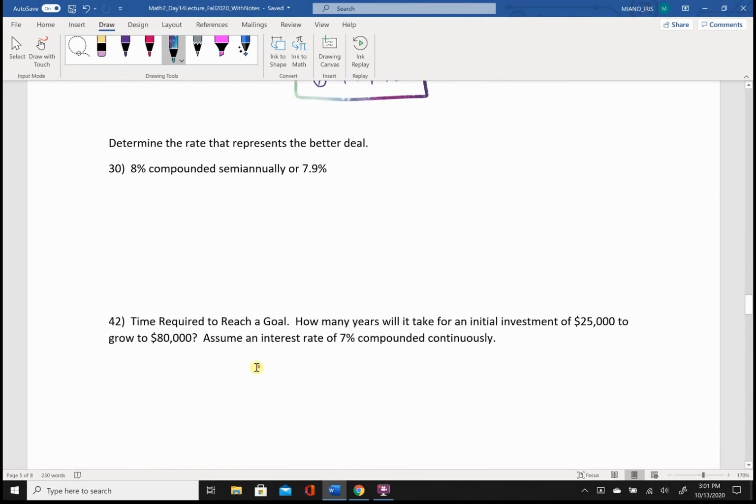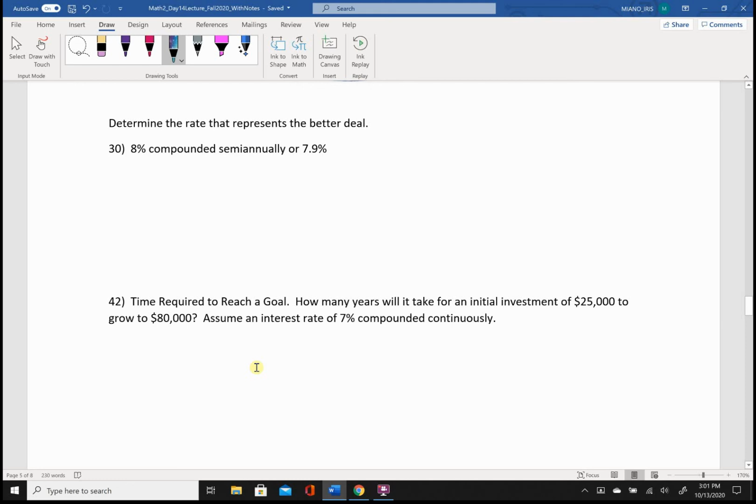Okay, moving on to the next problem, we're going to determine the rate that represents the better deal. So we're going to compare two different scenarios here. Oh my goodness, I think I forgot to put what it was daily. So sorry. Let me just fix that there. I need to make a note of updating that in the notes file. So number 30, add daily.